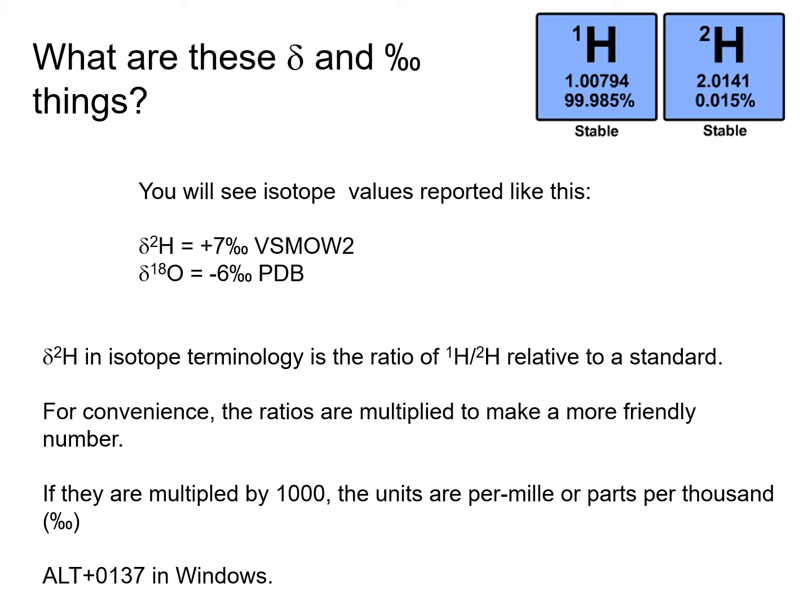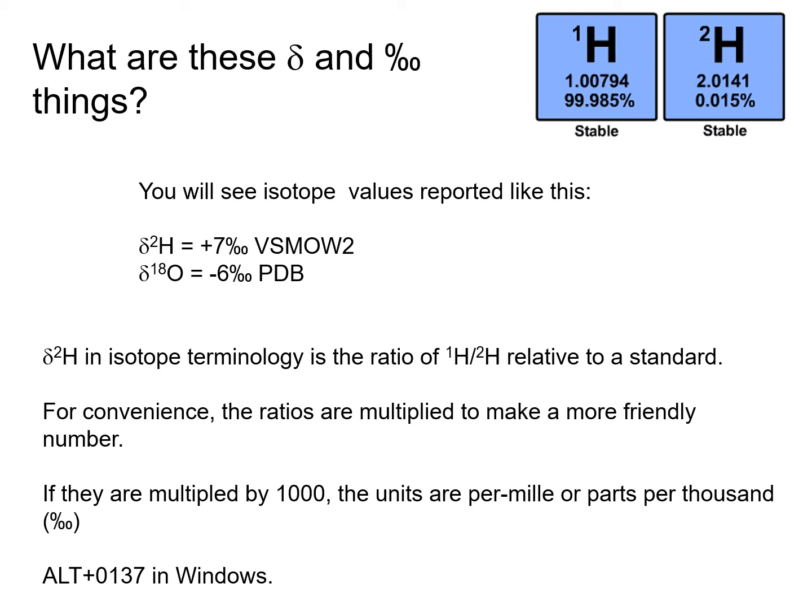So what are this delta and this other symbol, which is called per mil? If you read textbooks and look at figures and graphs, you will see isotope values reported something like the two examples I've got on screen here. You might see delta 2H equals a value which is positive or negative with the per mil symbol, and then a bunch of letters afterwards which don't mean anything to you at the moment. In this case, we have VSMOW2, and underneath that we have PDB. What do all these things mean?